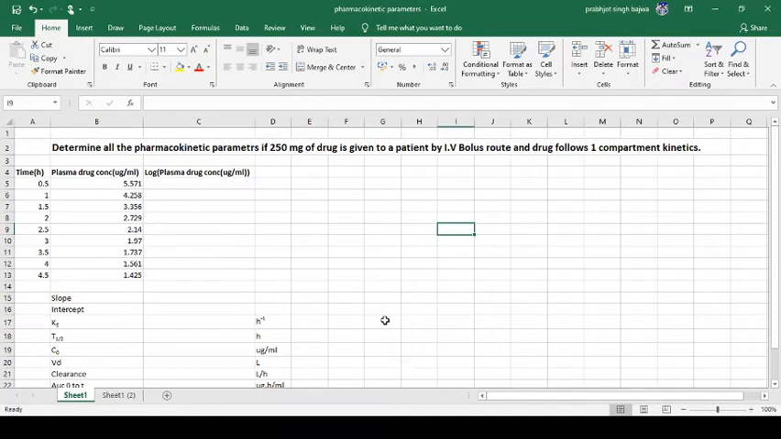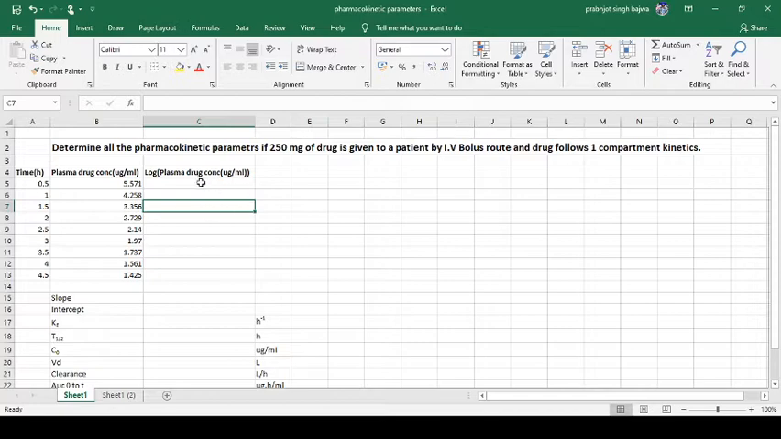So in this example we will calculate all the pharmacokinetic parameters. The numerical is: determine all the pharmacokinetic parameters if 250 mg of a drug is given to a patient by IV bolus route and the drug follows one compartment kinetics. We have been given data: time in hours, plasma drug concentration in microgram per ml.